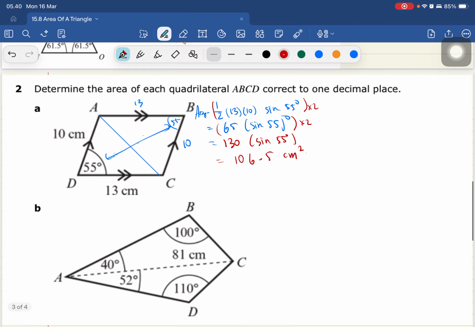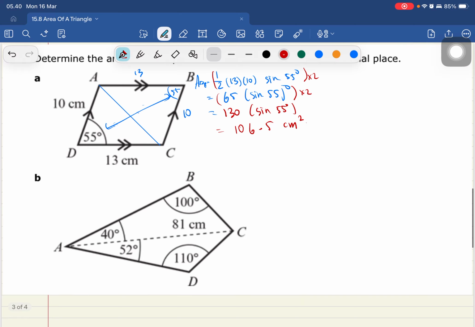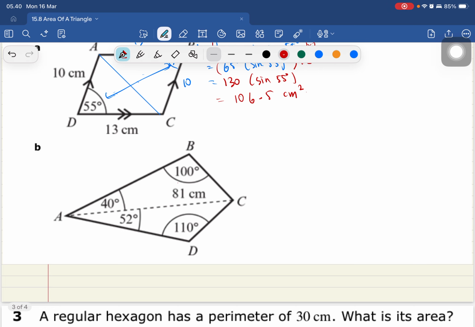Okay, we'll go on. We have a triangle with 40 degrees, 100 degrees, and this angle we can find by 180 minus 100 minus 40, so it's going to be 40. So here is 40 degrees as well. Next, this angle is 180 minus 110 minus 52, so it's only 18 degrees.